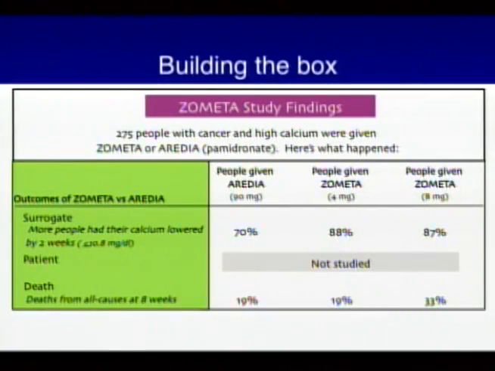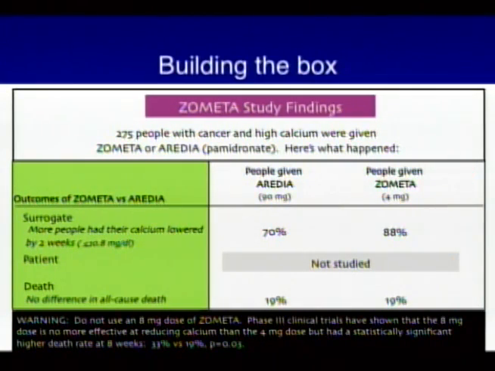So for this reason and other reasons, the FDA chose to only approve the 4 milligram dose of Zometa for this indication. So in the box, we wouldn't present a column of the data on the 8 milligram dose, but we would include a very prominent warning, right? Because once a drug is approved, doctors can use it at any dose.